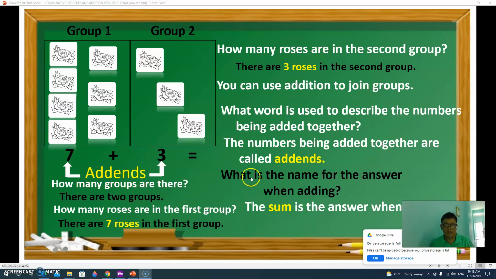What is the name for the answer when adding? We're going to add 7 and 3. What is our answer? 1, 2, 3, 4, 5, 6, 7, 8, 9, 10. So 10 is the sum. That is the answer when adding. So 7 plus 3, our addends, equals 10. 10 is the sum.